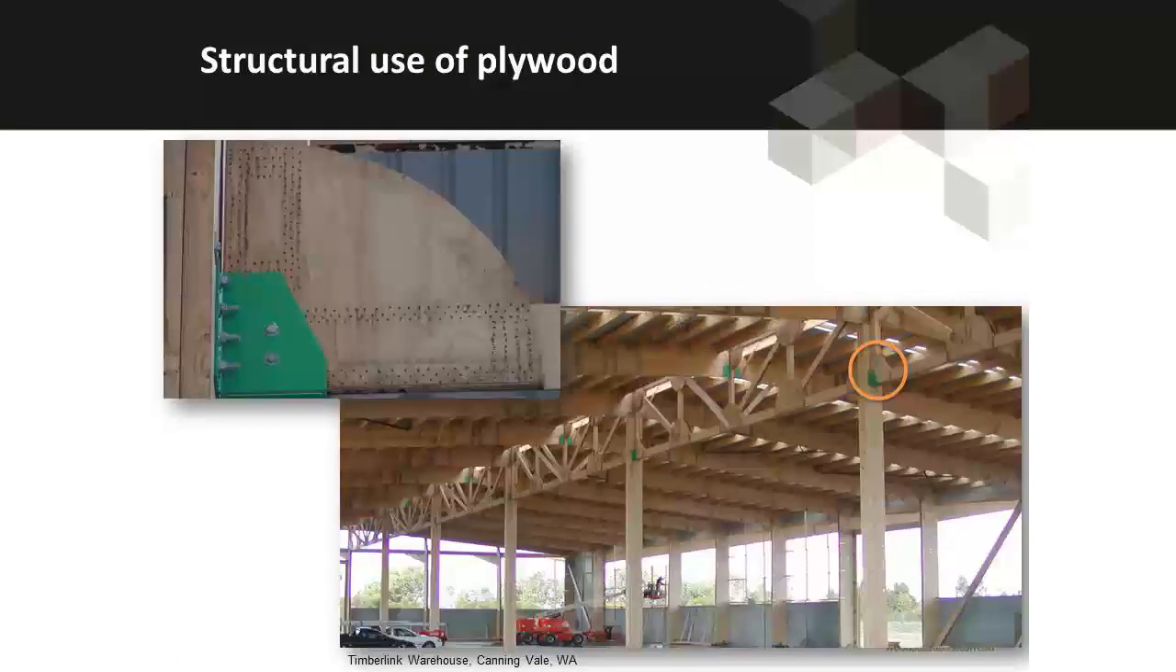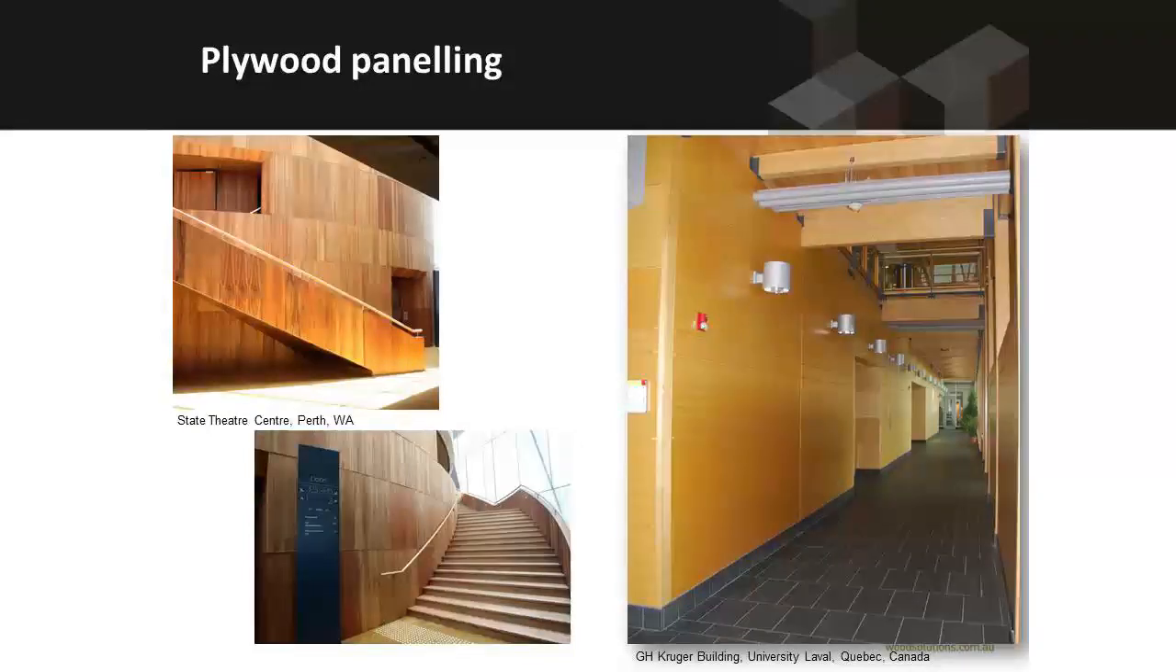Plywood can also be used in industrial applications, and here you can see some portal frames and trusses where the plywood is used as gusset plates, carrying extremely high loads as part of the connection system. Plywood decorative panelling can also be used to resist shear forces, and in both of these cases the plywood performs both an architectural and an engineering function.